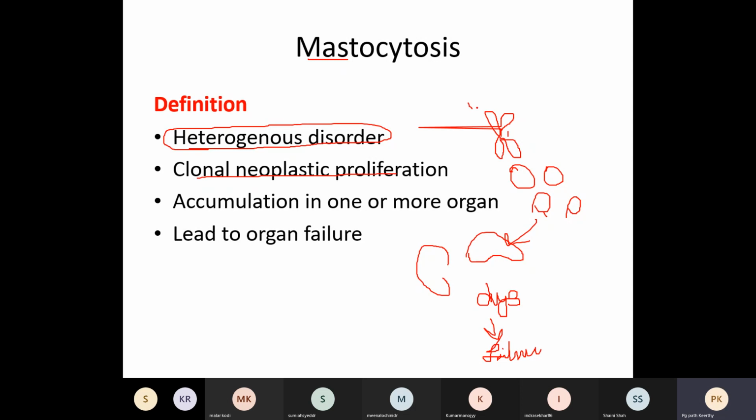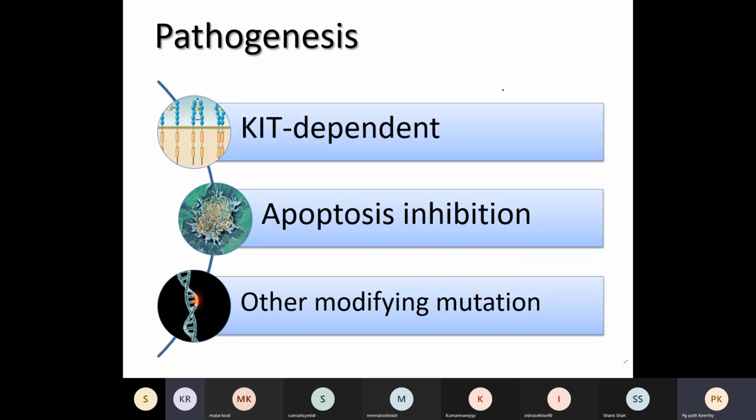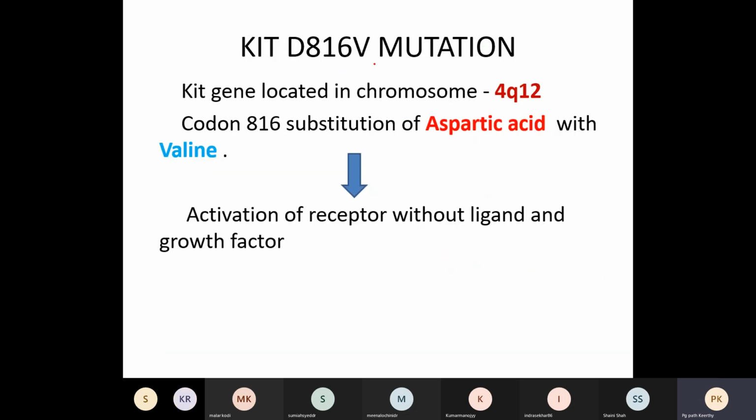So let's see what that mutation is. These are those three mutations. One is KIT dependent. Apoptosis is not happening, that's why cells keep on dividing. They are not dying. So what is this KIT dependent? See, there is a KIT gene which is located on your chromosome 4, chromosome number 4, long arm, q12.